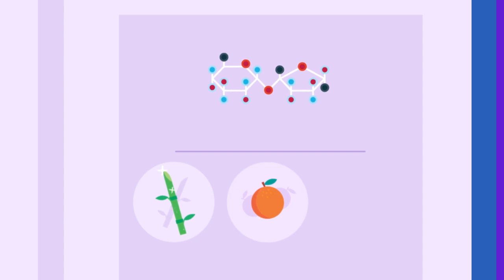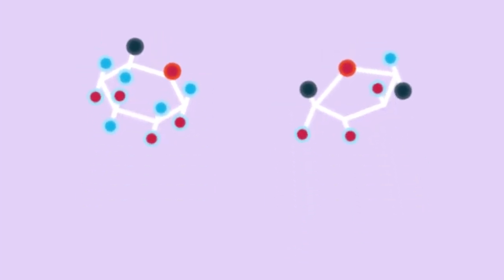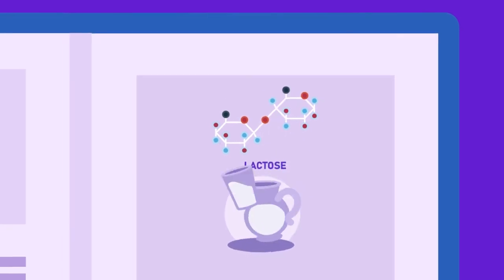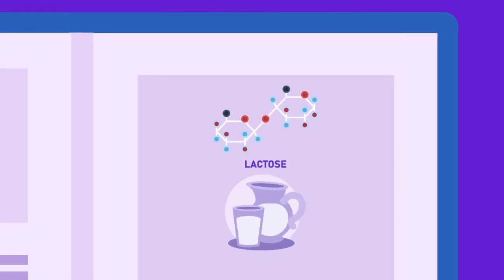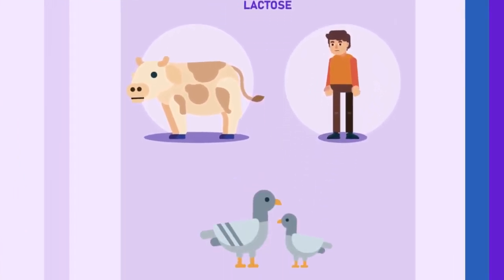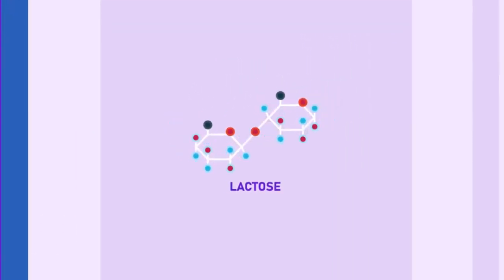Sucrose, or cane sugar, occurs in sugar cane stems, sweet fruits, and certain storage roots, for example, carrots. It consists of a glucose and a fructose molecule combined together. Lactose, also known as milk sugar, is commonly found in milk, as the name suggests. It is found in milk of all mammals, including humans, and even in some similar fluids, such as pigeon's milk. It is formed from glucose and galactose combined together.